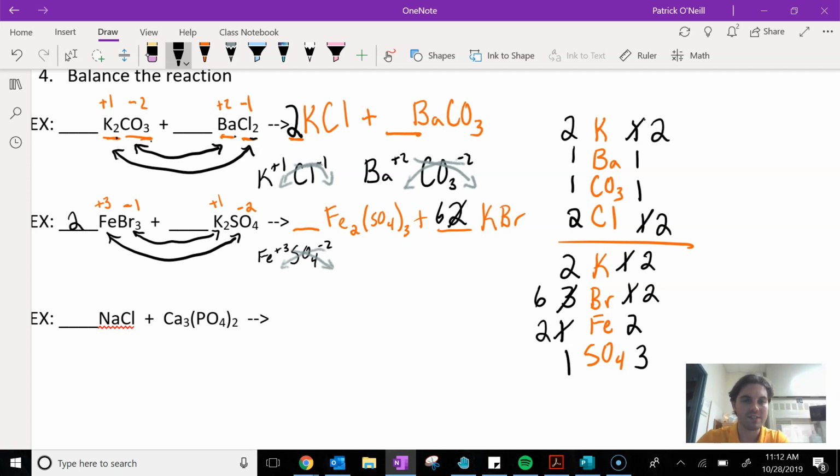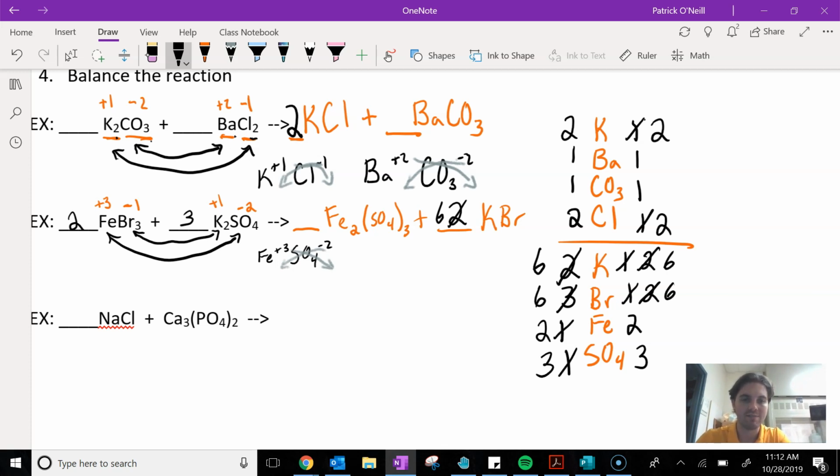So we made that into a 6. Now we have 6 bromine, and we have 6 potassium. Okay, now we're pretty close. On the right hand side, we just have to make this into a 3. We make that into a 3. Now we have 6 potassium, and we have 3 sulfate.